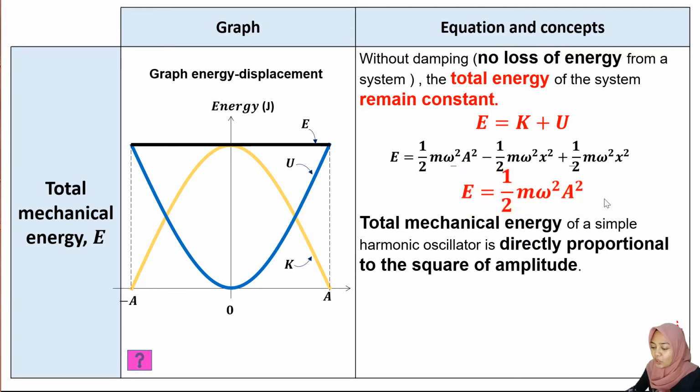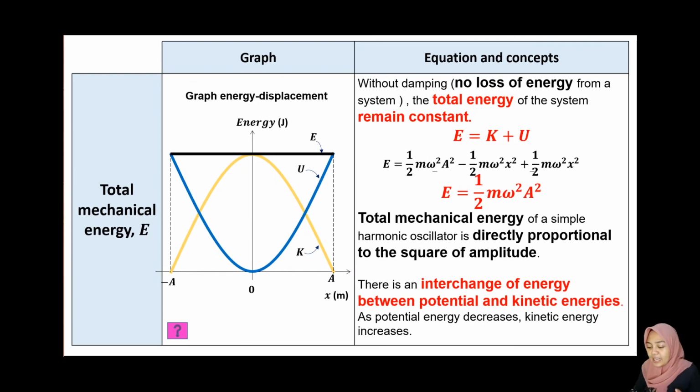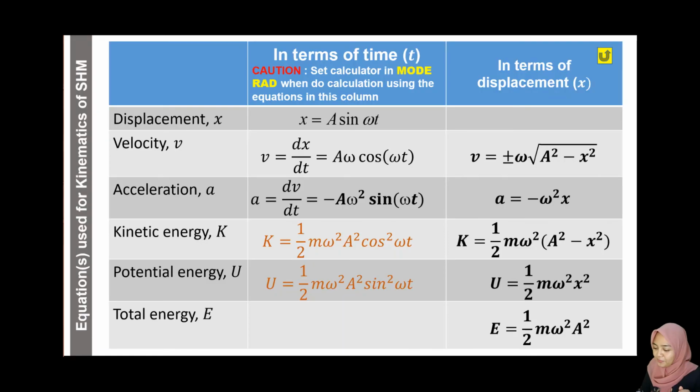Alright, so the total mechanical energy for a simple harmonic oscillator is directly proportional to the square of the amplitude. There is an interchange of energy between the potential and the kinetic energy, but the total energy remains the same. So these are all the equations for kinematics of SHM.